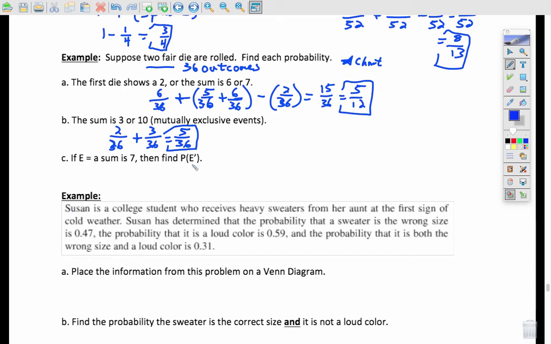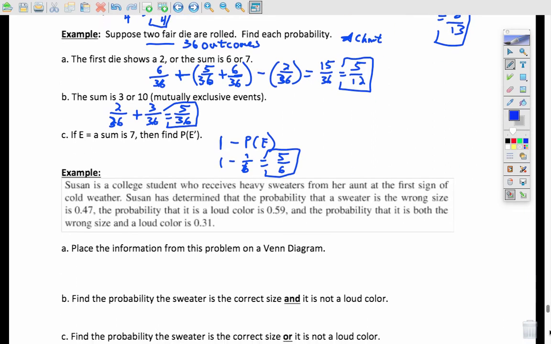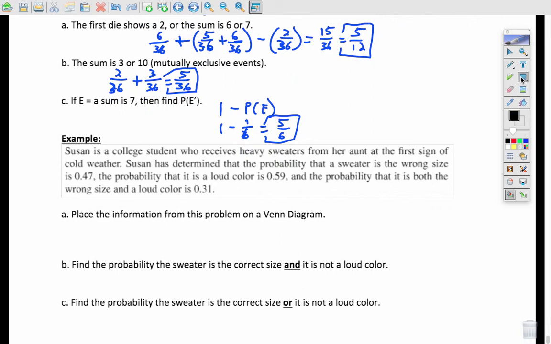Okay, and then once again for the complements here, if the sum is a 7, I want to find the complement of that event, that's not rolling a 7. Well, it might be easier to find 1 minus the probability of rolling a 7. Okay, well the probability of rolling a 7 is 6 out of 36, which is just 1/6 if I reduce it down. So the probability of not rolling a 7 is 5 out of 6. Okay, so far so good.